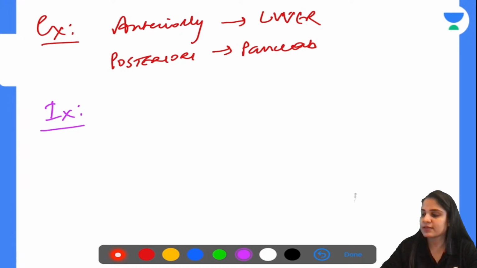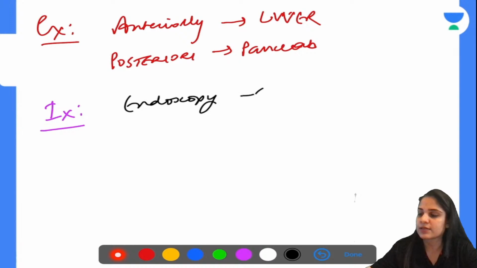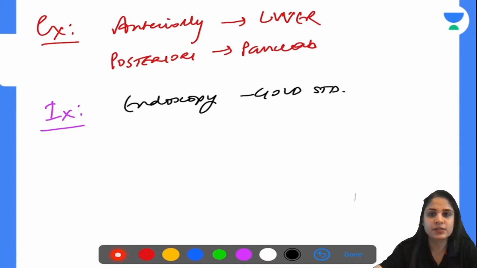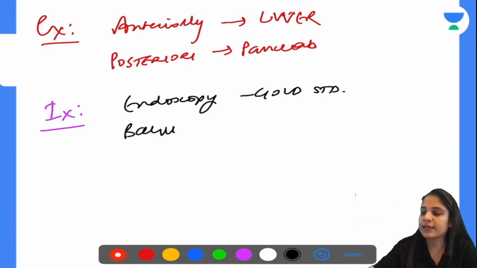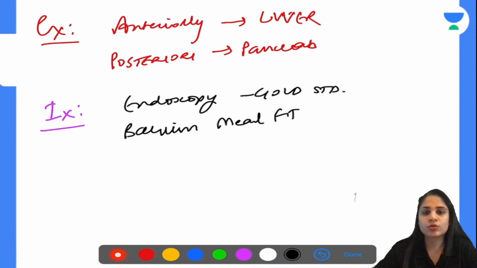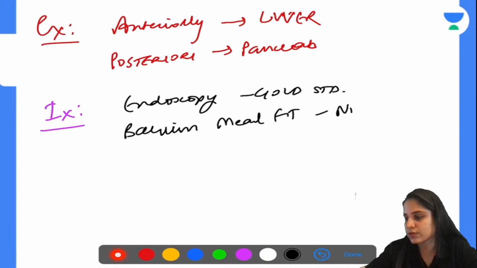Yes, so the best thing to do is an endoscopy, and you will see the ulcer. That is the gold standard. Endoscopy can also be called upper GI scopy. The second thing you can do is a barium meal follow through. In a barium meal follow through, you will be able to see a niche and a notch pattern.